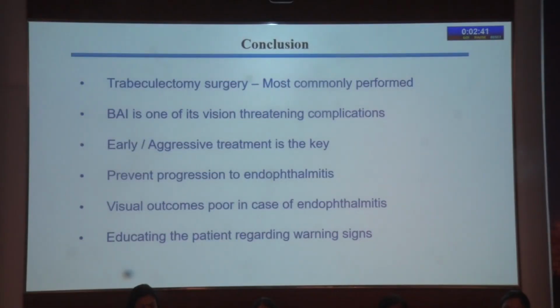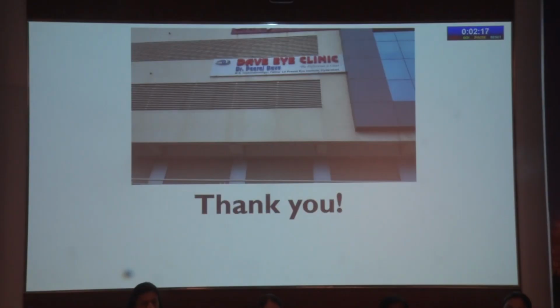So to conclude, trabeculectomy surgery is one of the most commonly performed glaucoma filtration surgeries, with bleb-associated infection being one of its vision-threatening complications. Early aggressive treatment is the key to prevent progression to endophthalmitis, because once endophthalmitis happens, the prognosis is extremely poor, and educating the patient regarding the warning signs can go a long way in preventing devastating complications. With this, I'd like to conclude. Thank you so much for your patient listening.